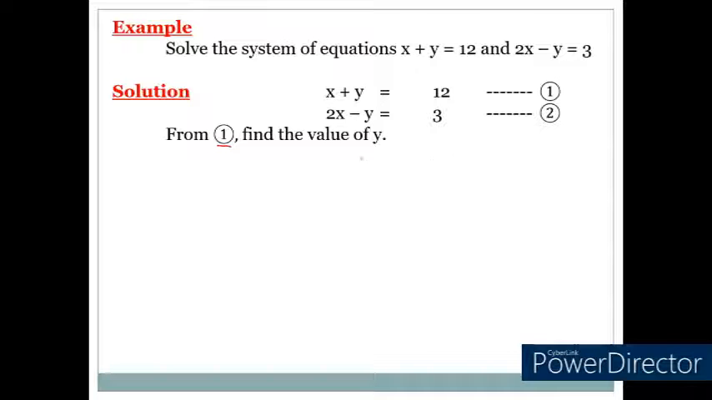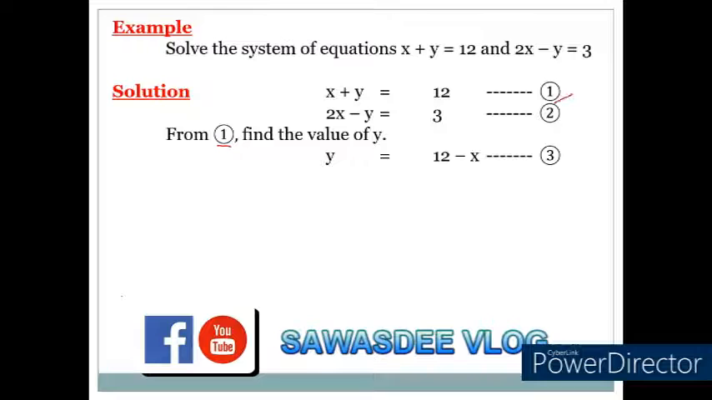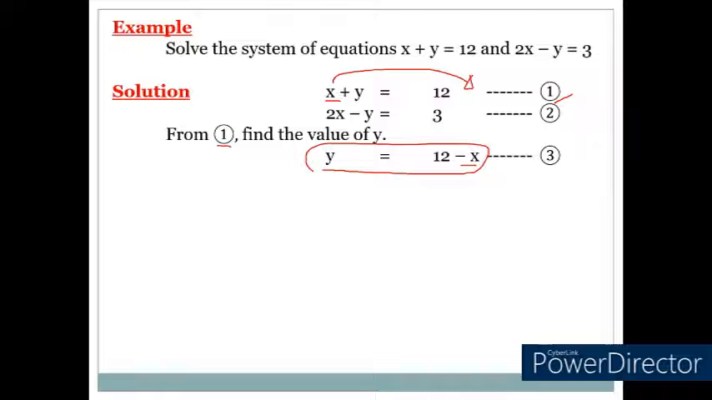As you can see here, we have y is equal to 12 minus x. So how do we get y is equal to 12 minus x? From equation number 1, we only need to transfer the x to the right side, and that one is negative x. Because that one is positive, we use the subtraction property of equation. So we get y equals 12 minus x. But take note, that's not the final answer of y. Later, we are going to solve the value of y.